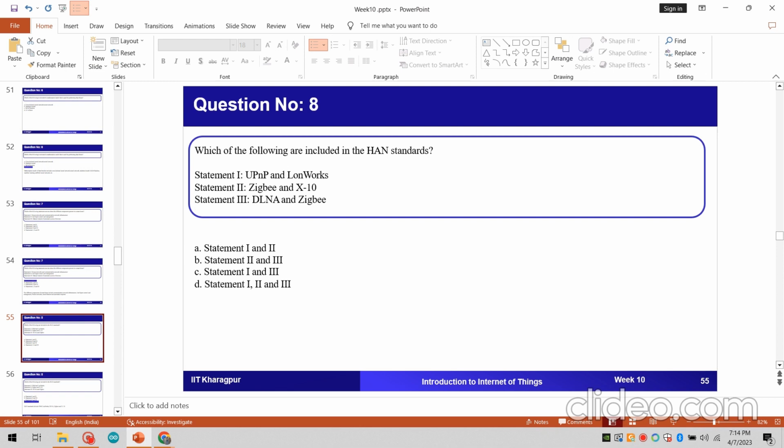Next question is, which of the following are included in home area network standards? Statement 1 is saying UPnP and LonWorks. Statement 2 is saying ZigBee and X10. Statement 3 is saying DLNA and ZigBee. Option A is statement 1 and 2 are true, B is statement 2 and 3, C is 1 and 3, and D is saying all of the 3. So basically there are 6 standards. Check those standards and reply.